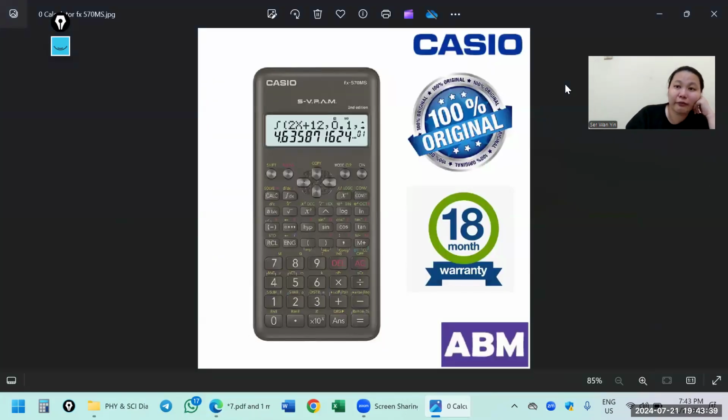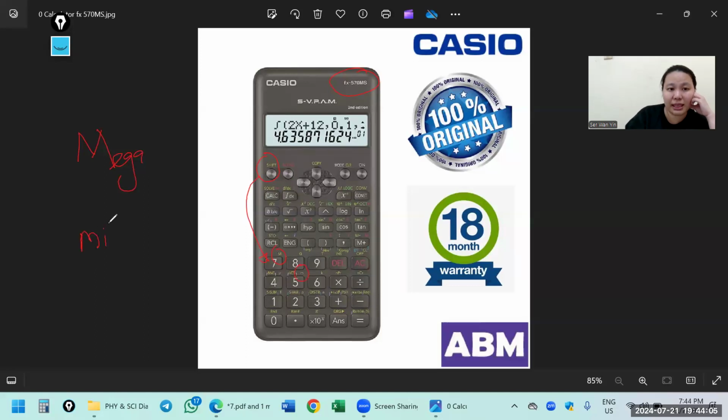Okay, if you have this kind of calculator, FX570MS, it's over here only. Can you see it's yellow? Yellow means you just press shift, yellow, shift 7, it's mega. So 7 is M, capital M, mega. Then what is small m?